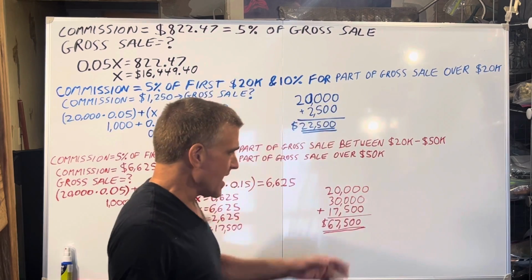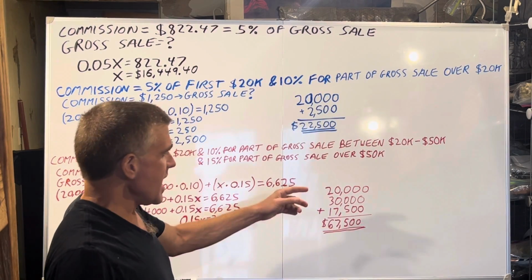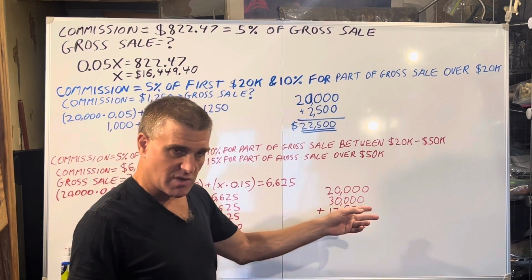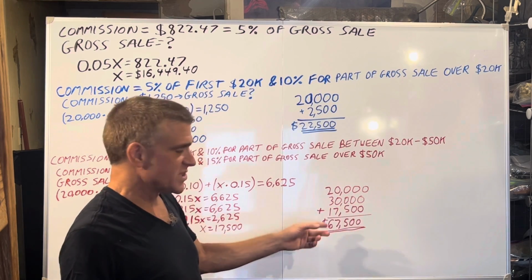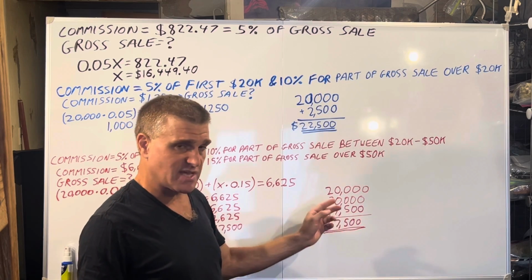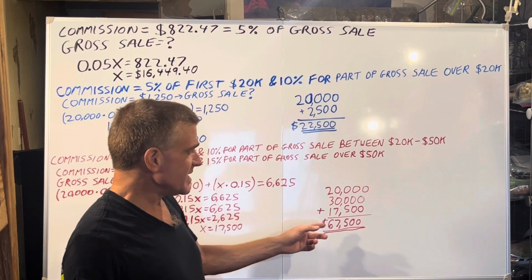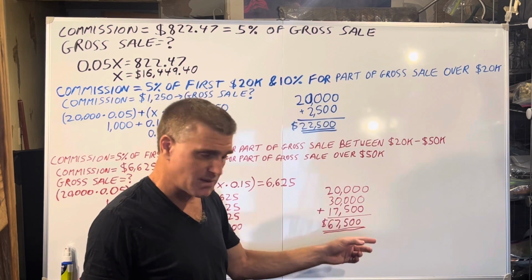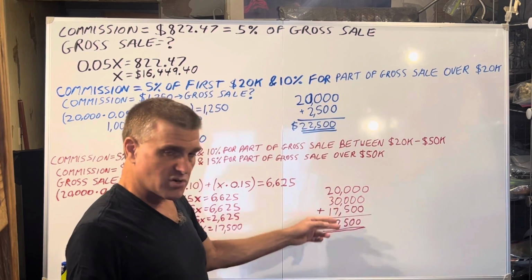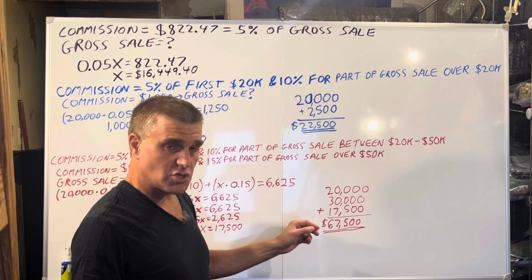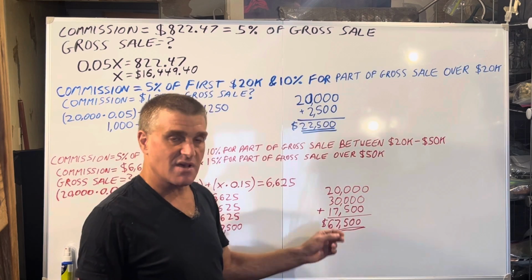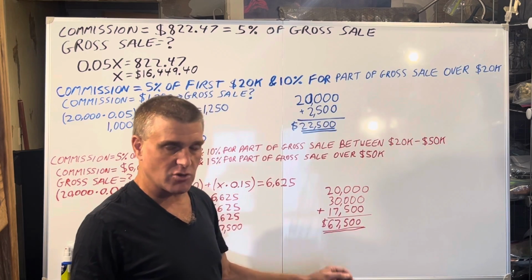So then we're going to add up all the parts together: 20,000, which is the amount that was given 5% commission, plus 30,000, which is the amount that was given 10% commission, plus 17,500, which is the amount that was given 15% commission. Those three numbers added together come to our final answer, which is $67,500, which was the amount of the gross sale.